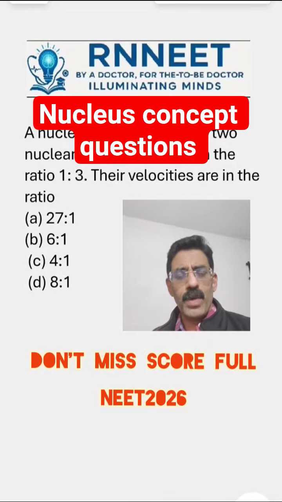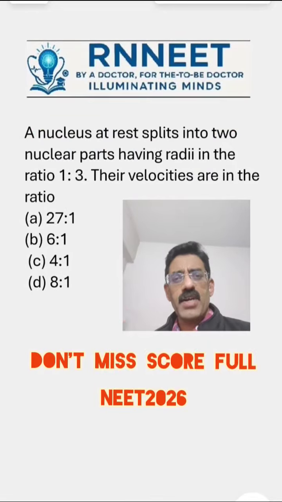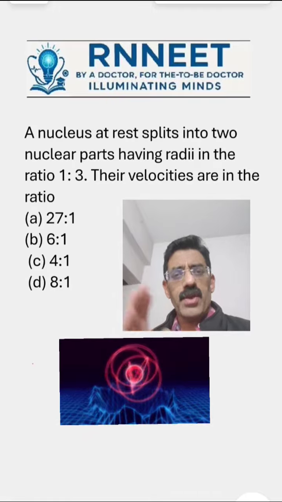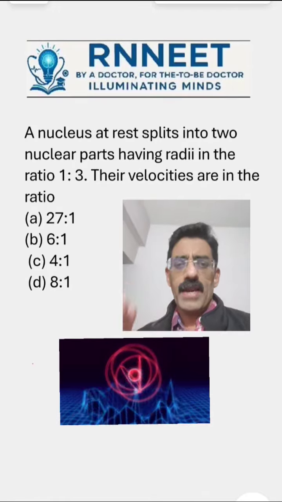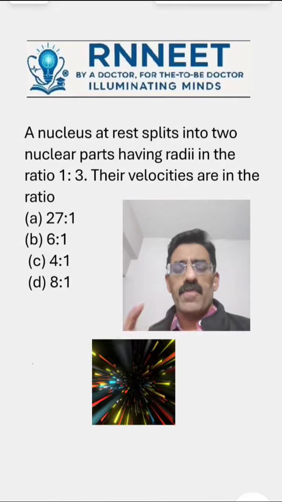Namaste children, let's do this important question from the Nucleus chapter of physics. A nucleus at rest splits into two nuclear parts having radii in the ratio 1:3. So he's given you that a nucleus is splitting into two parts, whose radii are in the ratio 1:3. He has asked for the ratio of their velocities. What is the velocity of the two?